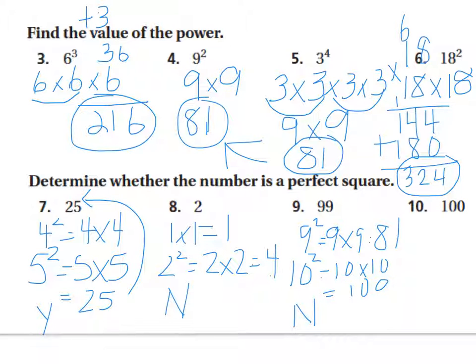In solving number 9, we also solved number 10, 100. Is there a number such that when I square it, I will get 100? Well, yes, right here. 10 squared equals 10 times 10, which equals 100. So 10 squared equals 100. Yes, 100 is a perfect square.